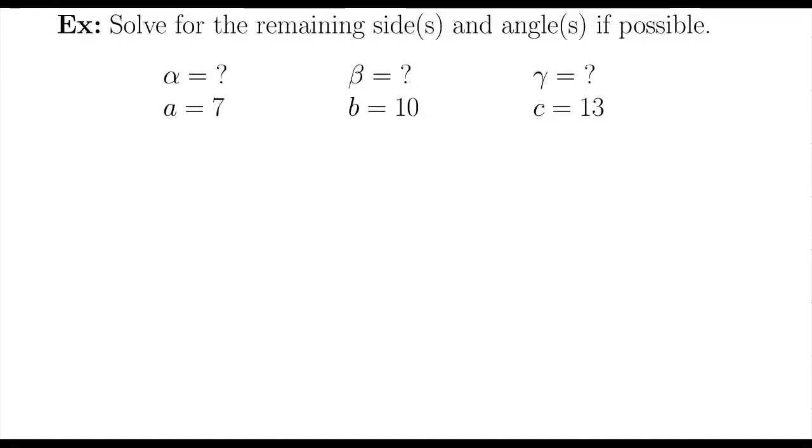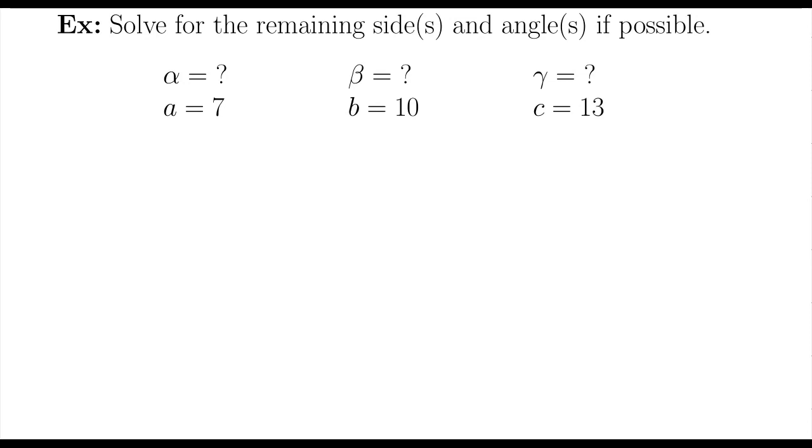Let's solve for the remaining sides and angles. Well, we actually have all the sides, so let's just find all the angles. So here we definitely cannot use the law of sines, and we don't have any other tools but the law of cosines. Okay, so we're going to use the law of cosines. We're going to have to rearrange it a little bit to find one of these angles, and then from there we can see what we can do.